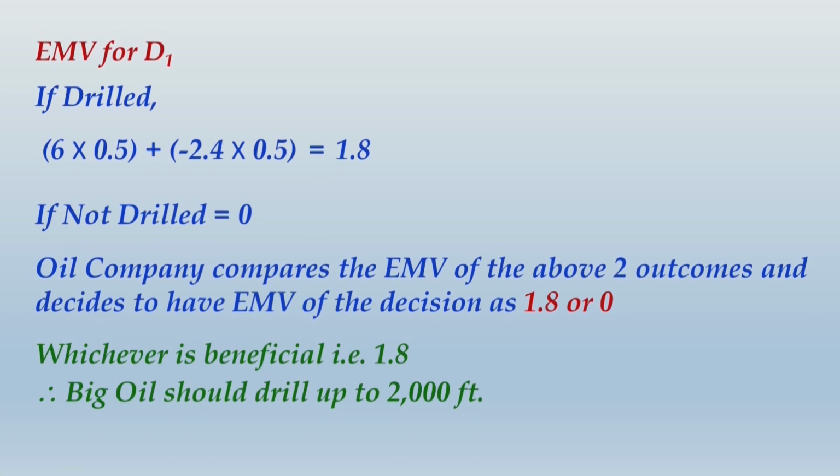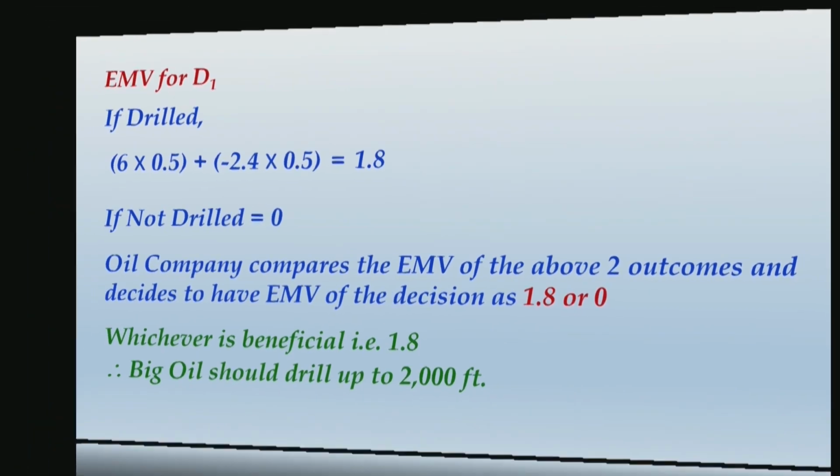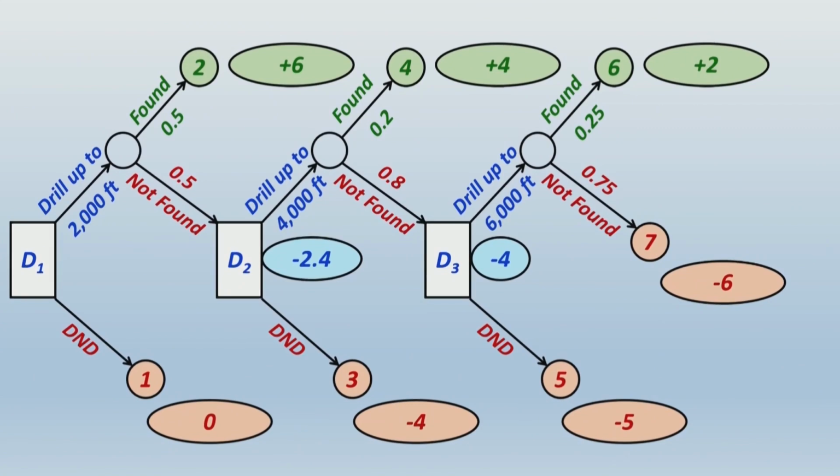Alright friends, once you have completed writing this entire working, let us move ahead. Don't forget to include positive $1.8 million with D1, because now 1.8 becomes the EMV for D1. So you write this and then we go for the concluding point in the solution.